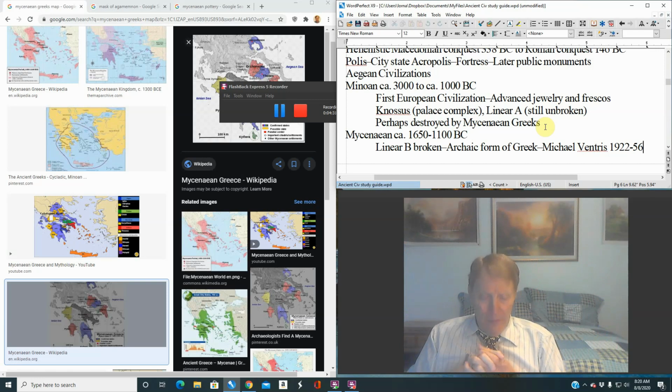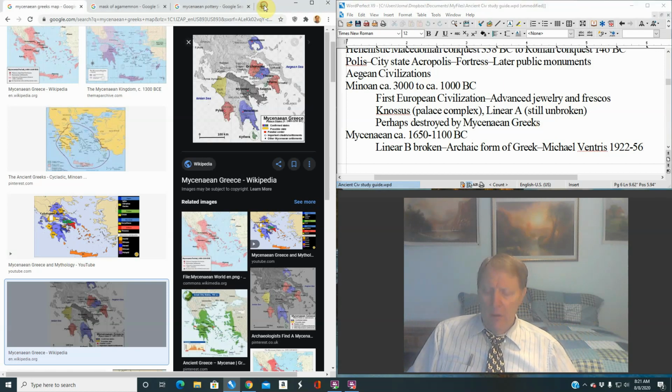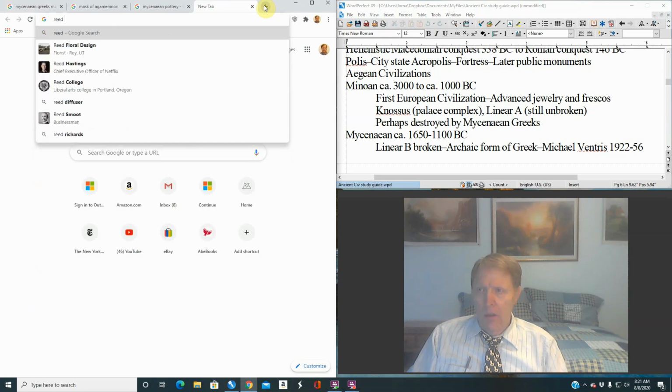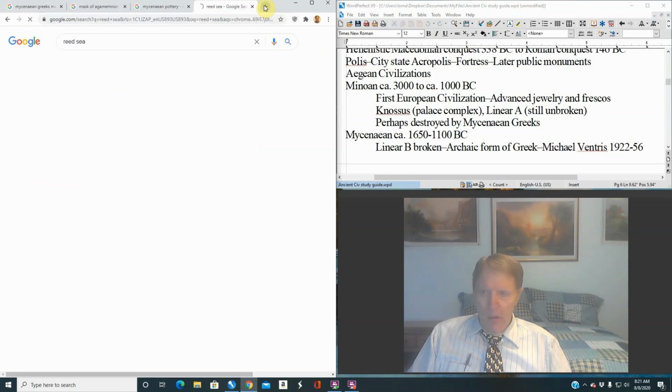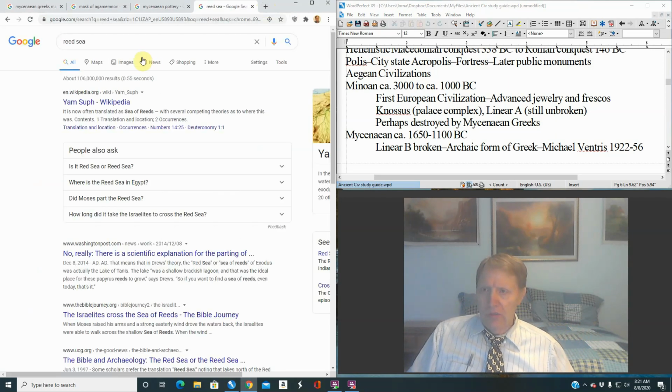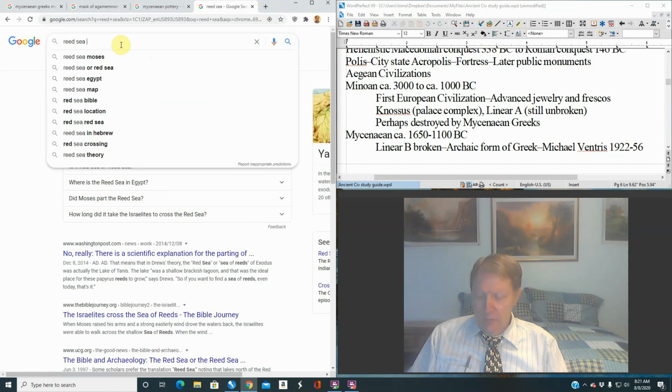Well, do we have any archaeological evidence for this? No, but some scholars have looked at the Hebrew word for Red Sea and see it's like one letter off from Reed Sea. And there is a lake, if you want to call it that, on the coast of the Mediterranean, which is near Egypt.